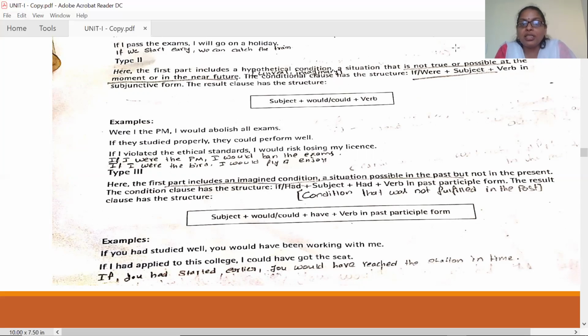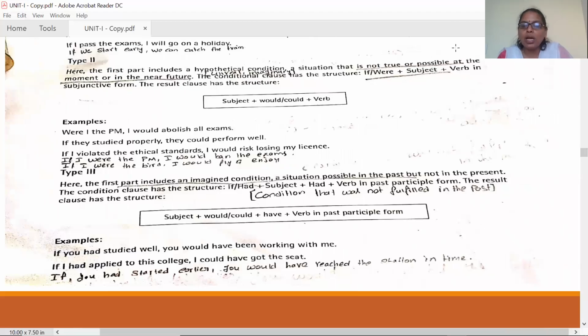First part includes an imagined condition, a situation possible in the past, but not in the present. When you are talking about such a condition, you'll take help of type 3 conditional clauses. First clause is when you're talking about often real. Second clause is when you are talking about a hypothetical condition, that is unreal. And third one is an imagined condition, meaning maybe in the past it would have happened, but not in the present. These are the structures which you need to take help of when you are doing if conditional clauses. That is one important point which every student should be careful about in learning if clauses.